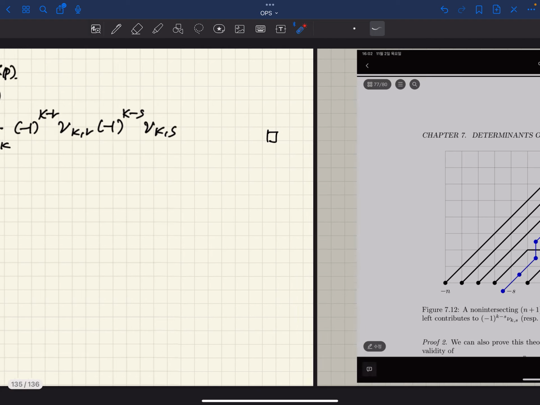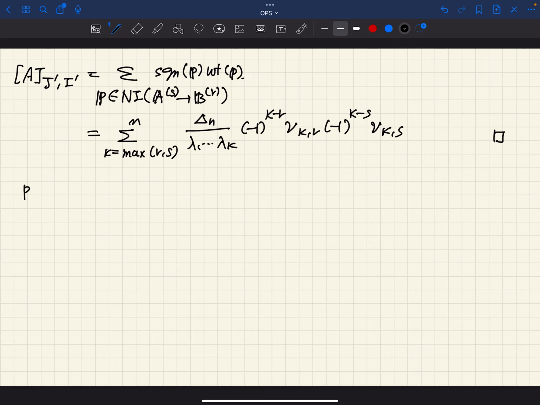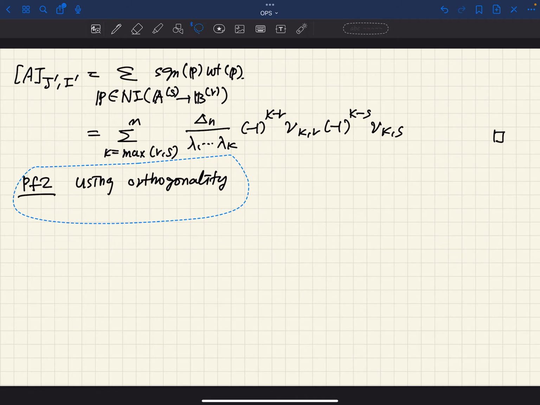And also, this can be proved using orthogonality. So what does this mean? This means if you multiply the two matrices, then you get delta RS, things like that. That can also be proved using just the orthogonality. Maybe we have some time left, so I can go over the proof here using orthogonality. There's also some interesting computation in this proof, so I'm going to tell you.